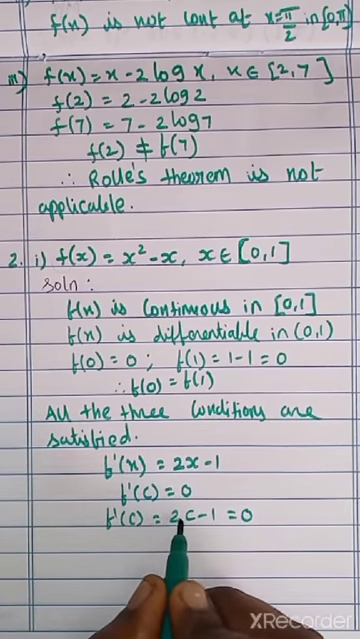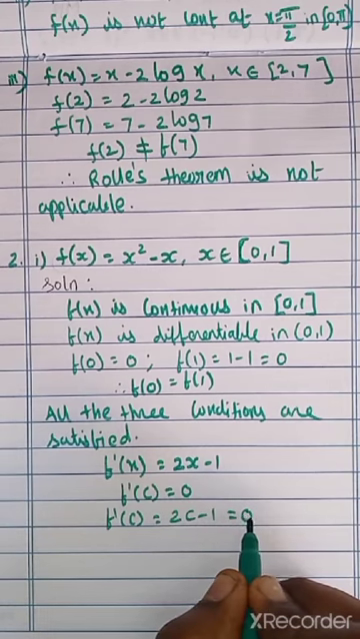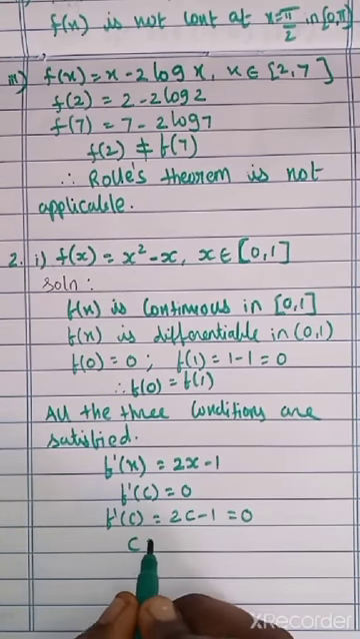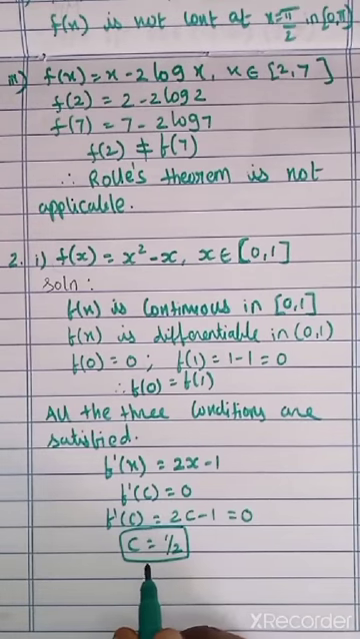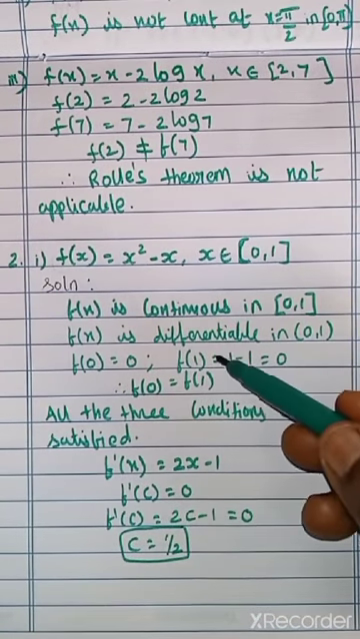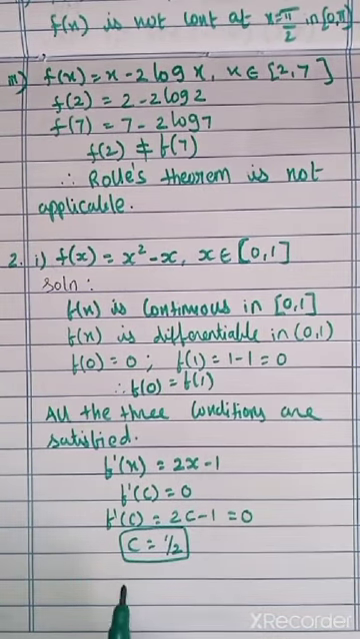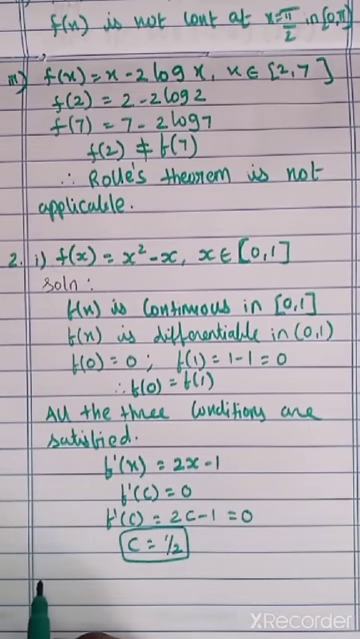So what is your c value? 2c minus 1 goes to the other side as plus 1. So c equal to 1 by 2. That's all. So we got your c value. Since all the three conditions are satisfied, we have to find out the tangent parallel to x-axis. So this is your tangent parallel to your x-axis. Now, second subdivision.